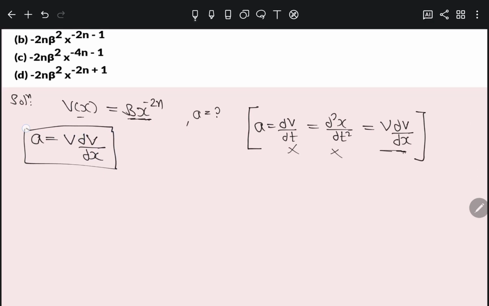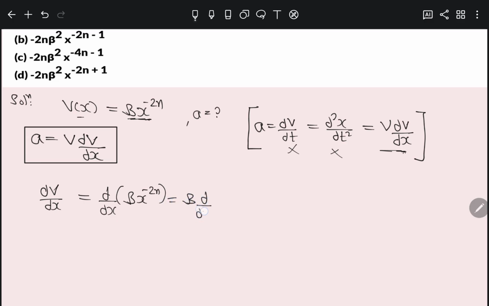So first I do dv by dx. Velocity is beta x to the power minus 2n, so dv by dx is beta times d by dx of x to the power minus 2n. So beta times minus 2n x to the power minus 2n minus 1. The dv by dx value we got is minus 2 beta n x to the power minus 2n minus 1.